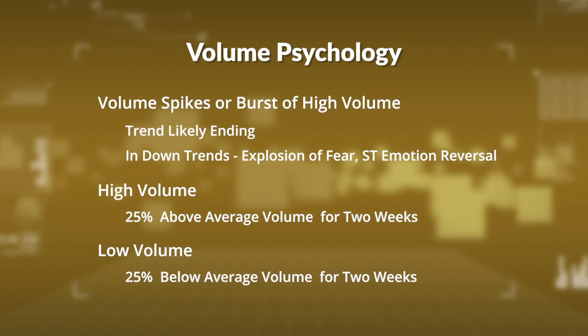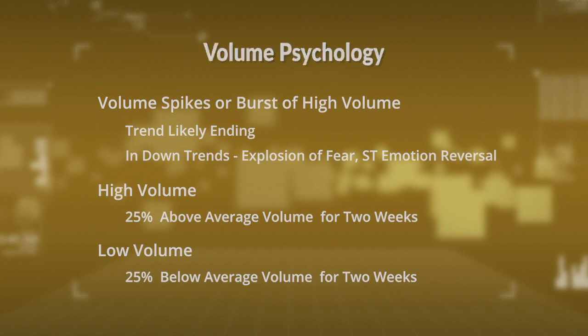High volume is typically about 25% above your average over 2 weeks, and low is typically 25% below average volume over 2 weeks. And I think that StockCharts uses a 200-day moving average on volume.